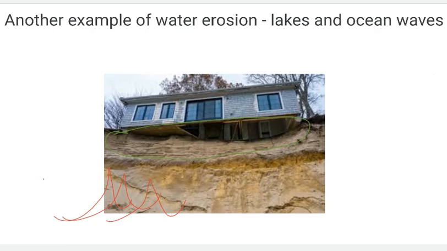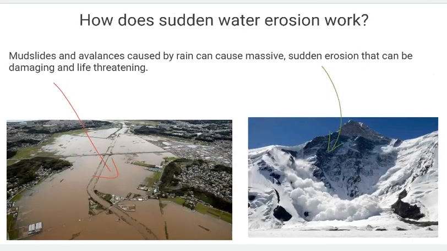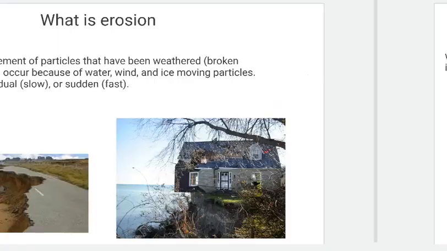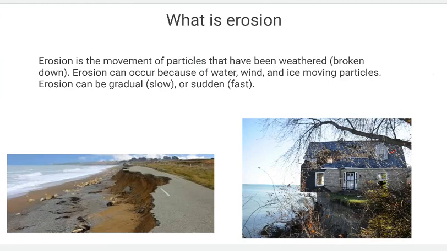So in summary, erosion is the movement of particles or sediments that have been weathered or broken down. And weathering and erosion are two processes of change to land that work in tandem to shape the surface of our Earth over time.